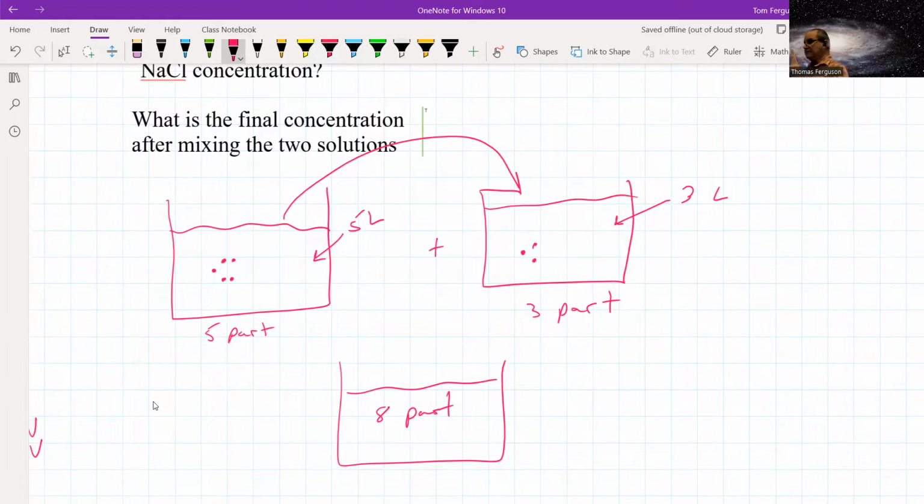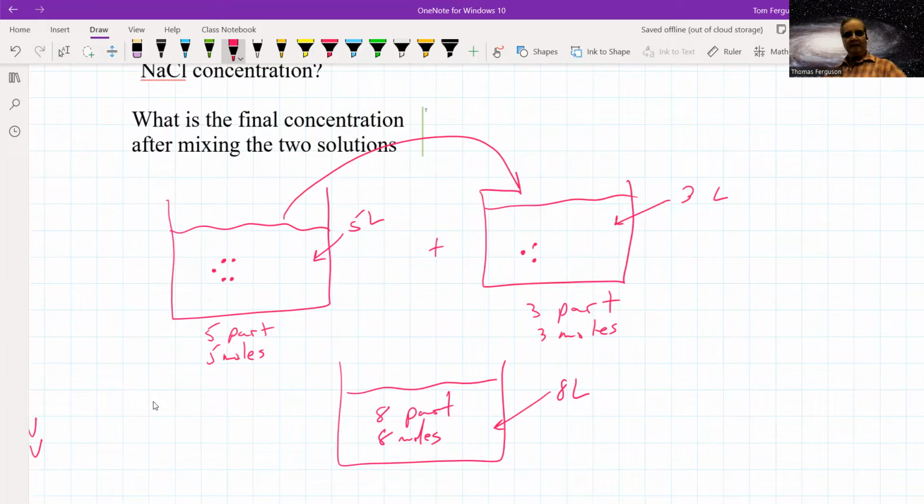To do a concentration, you need moles and you need volume. What's our final volume? One's five, one's three. We dump them together. What's our final volume? Eight. So now we have what we need to find the concentration. We have number of moles or number of particles, so this is going to be five moles, and 8 liters. All right, so let's go on now. If we call this solution A, B, C.